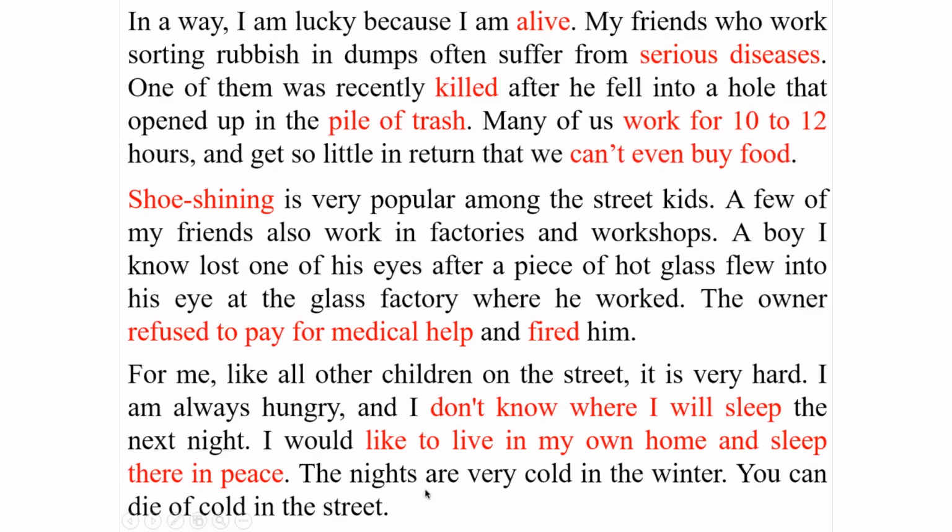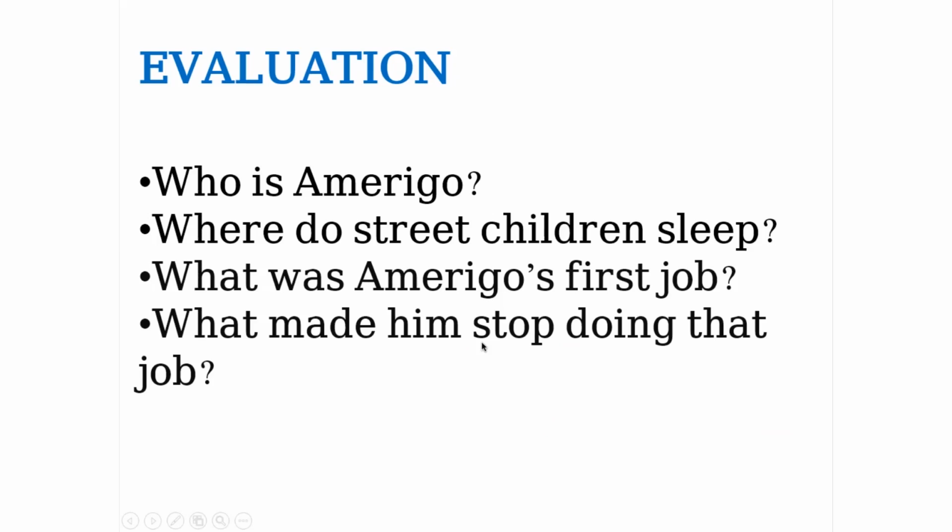Amerigo has expressed his pain, sufferings, or struggle he is facing in his life. So we have read this passage about Amerigo and we have got a clear idea about the lifestyle or life situation of street child or street children in our country.